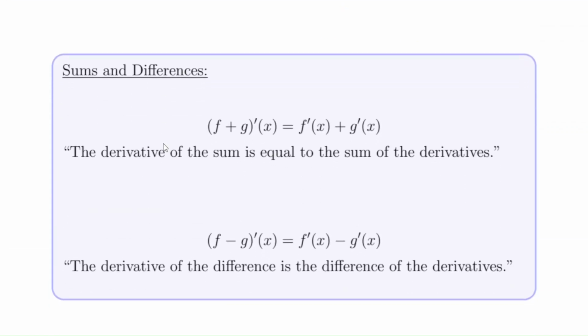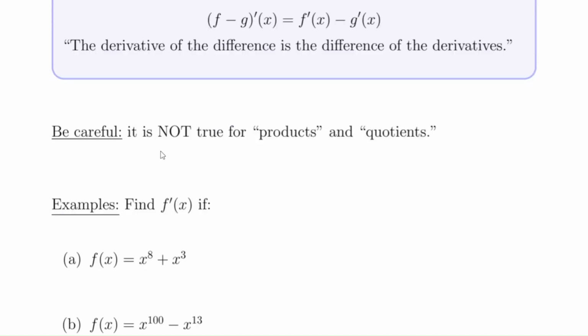Okay, let's look at another theorem about sums and differences of a function. This says that the derivative of the sum of two functions is equal to the sum of their derivatives. The derivative of the sum is equal to the sum of the derivatives. And same thing, the derivative of the difference is the difference of the derivatives. But we do have to be careful. It's not true for products and quotients. The derivative of a product is not equal to the product of the derivatives, and the derivative of a quotient is not equal to the quotient of the derivatives.